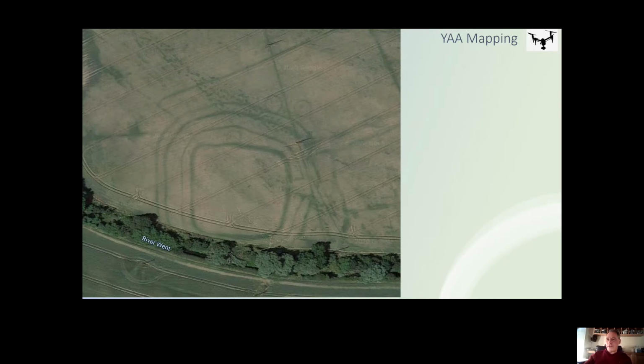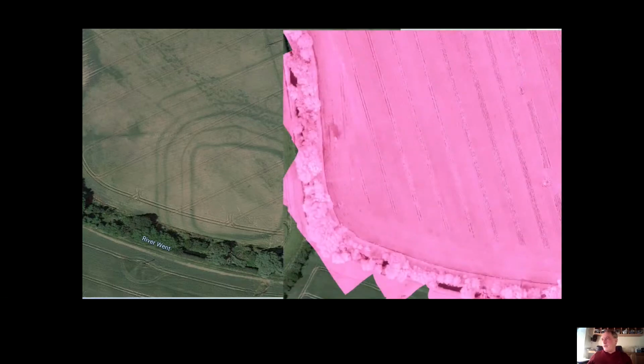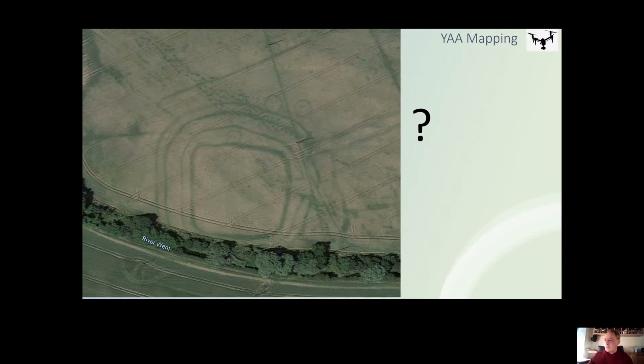2018, absolutely beautiful site. As you can see, it's some sort of multi-vallet enclosure. Gateway over here. These circular areas here. Another one there. And if you look carefully, you can see things that could possibly be roundhouses in here. When we photograph that, we get this image here, and this is where we started to run into a bit of a problem, because there is no archaeology.